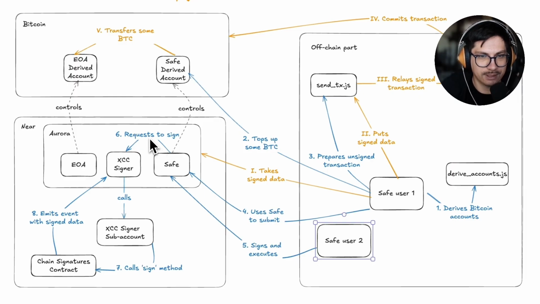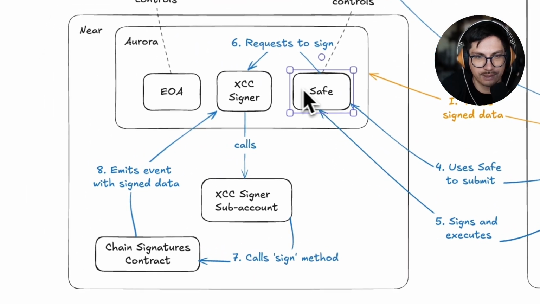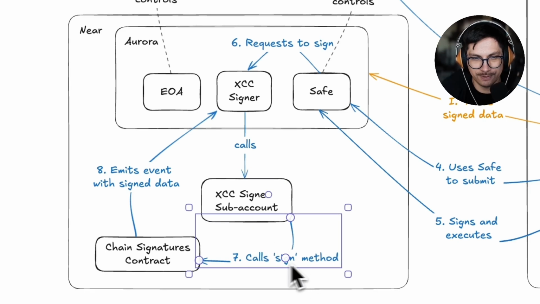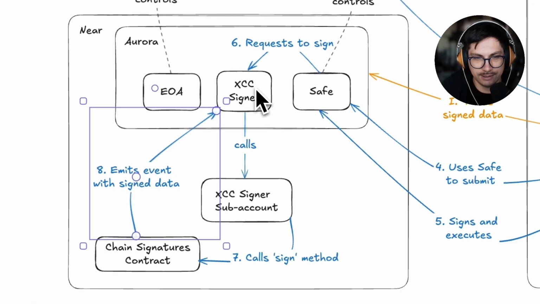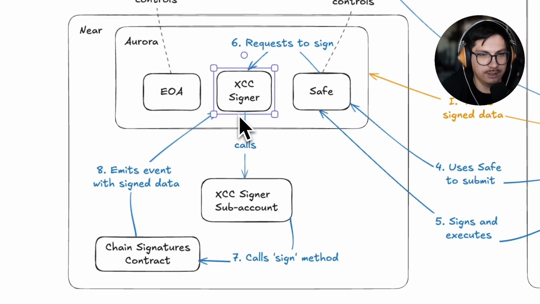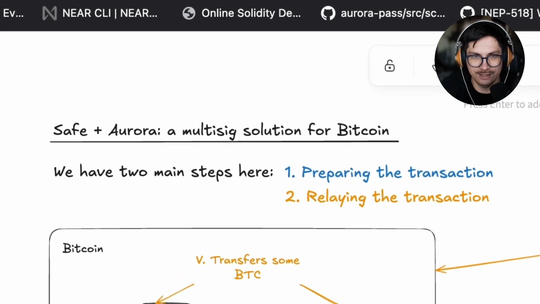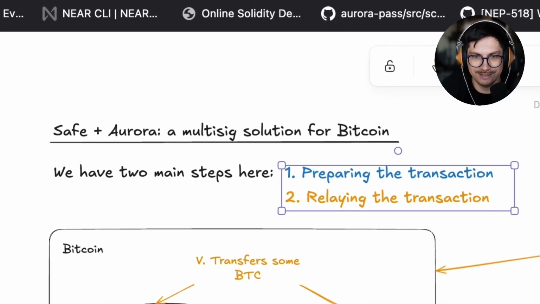And when it's signed, execution starts and the Safe contract requests to sign the payload provided to it by the XCC signer here, a special contract I have written for you, which after that calls its sub-account on NEAR, which calls the sign method of the chain signatures contract. And after that, the chain signatures contract emits an event with the signed data and provides it via the callback to Aurora's XCC signer contract. So, with that, the first step, preparing the transaction and signing it, is done.